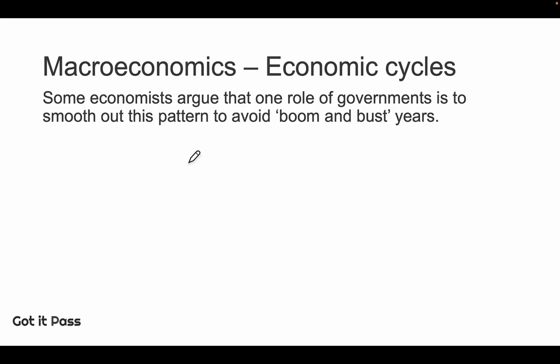After explaining the economic cycle theory, let's take a look at some arguments on the government. Some economists argue that one role of governments is to smooth out the pattern we just explained, the economic cycle pattern, to avoid the so-called boom and bust years.